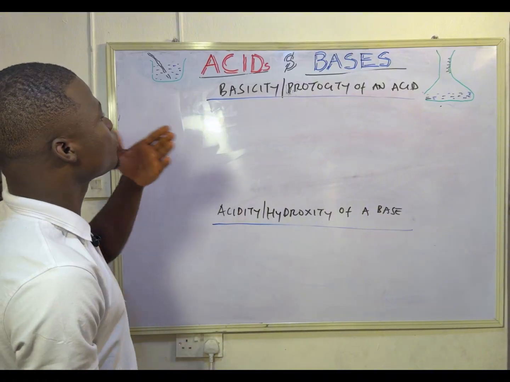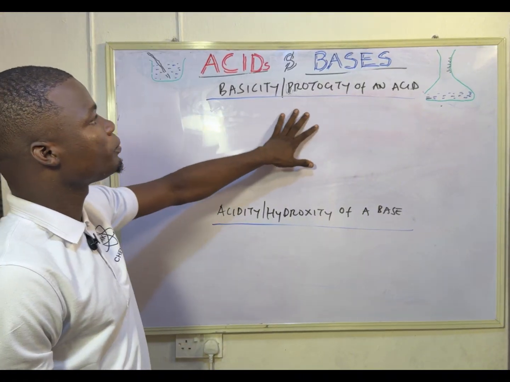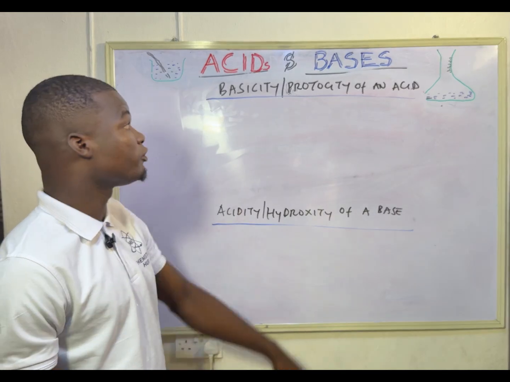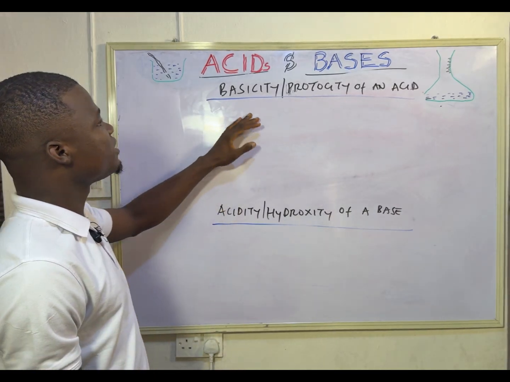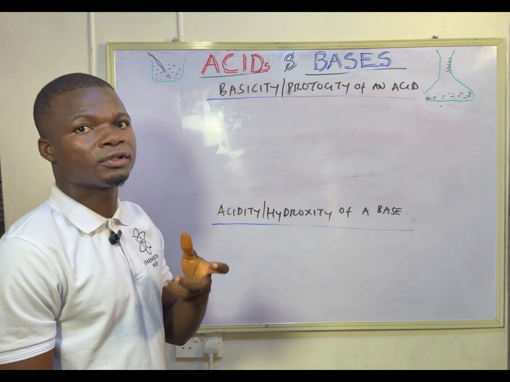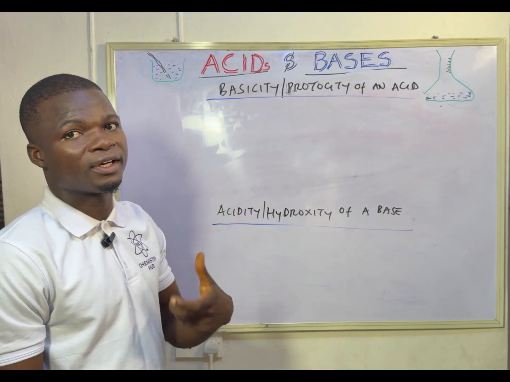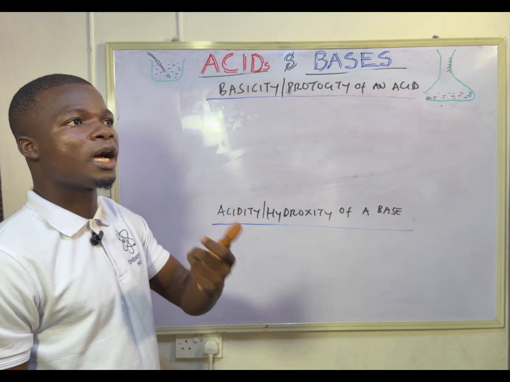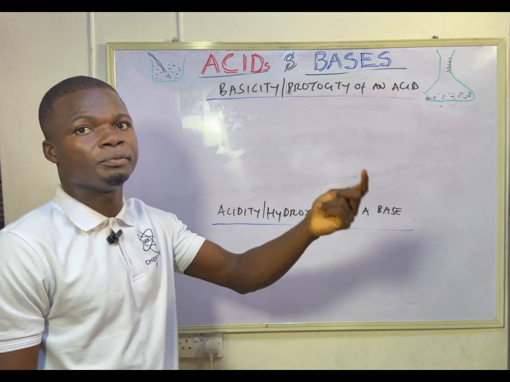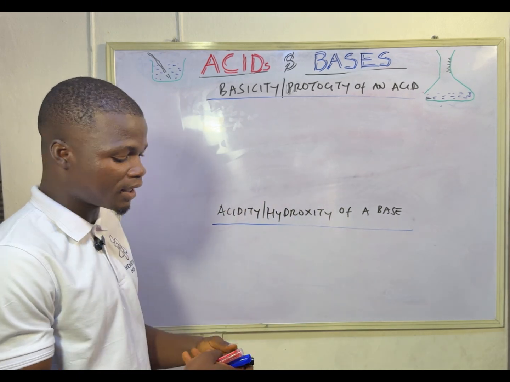Okay, lastly, we are going to be looking at the basicity or protonicity of an acid and the acidity or hydroxicity of a base. So the basicity of an acid refers to the number of replaceable hydrogen ions of an acid. That's the number of possible hydrogen ions that an acid can give out to a base during an acid-base reaction.